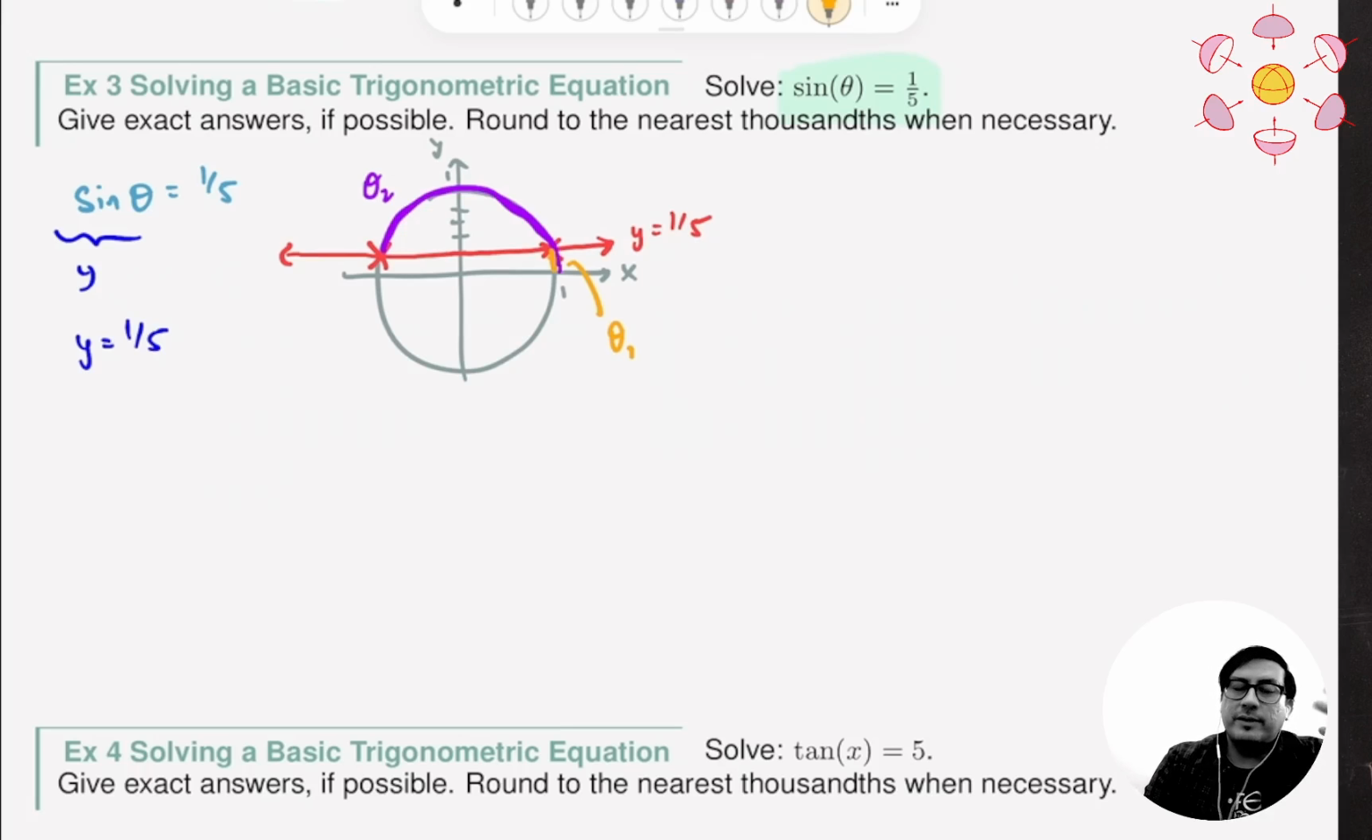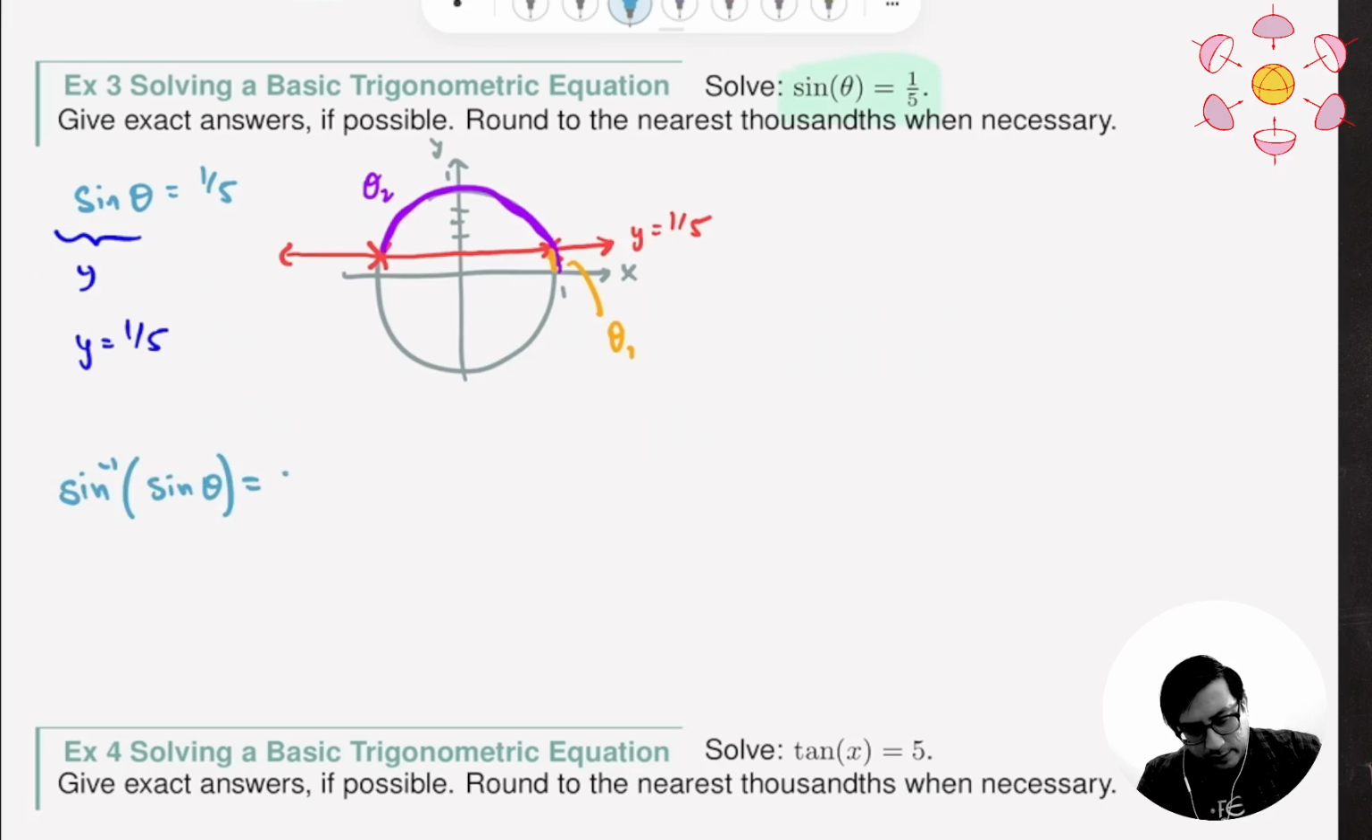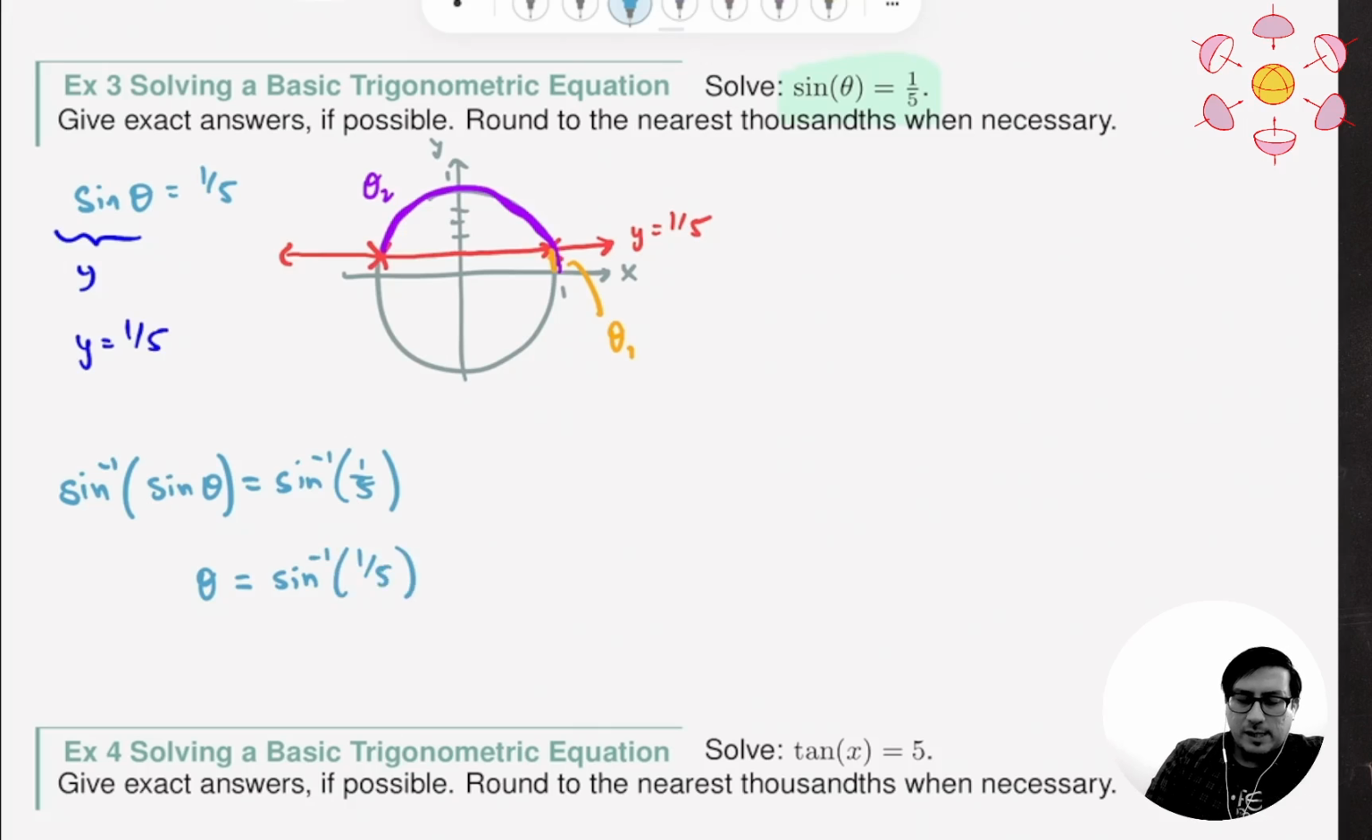So this is what I think the power of drawing this picture is here for, because if you actually try to solve for theta, you might be thinking, hey, wait a minute, why don't I just do this? We learned inverse trig functions, so why don't I just do sine inverse on both sides of the equation? Sine inverse and then sine will cancel out, giving me theta. So I can basically just do sine inverse of 1/5.